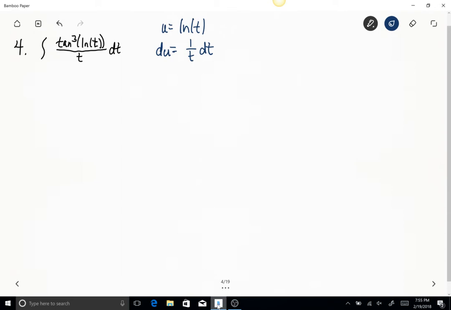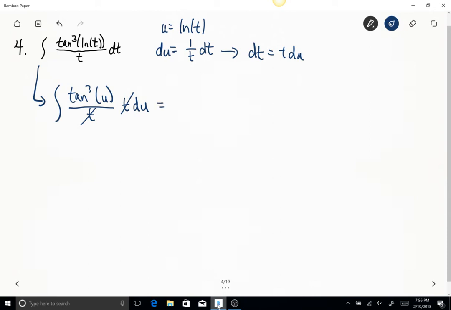So now that we have this, we can rewrite this thing. This becomes the integral of tan cubed of u, and just in case you didn't see that 1 over t dt is du, here's an easier way to do it. You can write dt equals t du. So notice we have t here, and then dt equals t du. If you've done things correctly, the t's cancel, and you're left with the integral of tan cubed u du. Simple as that. So this looks a lot better than what we had before, hopefully.